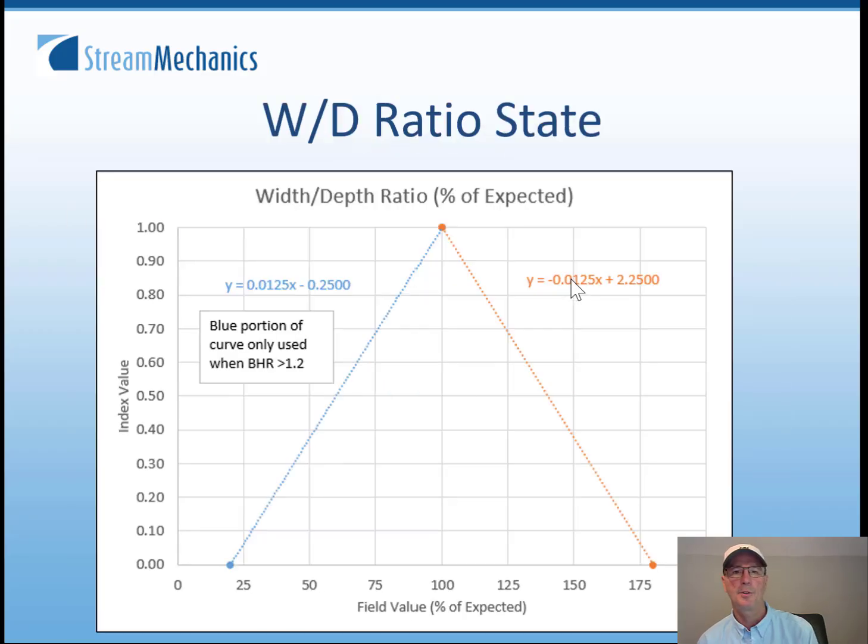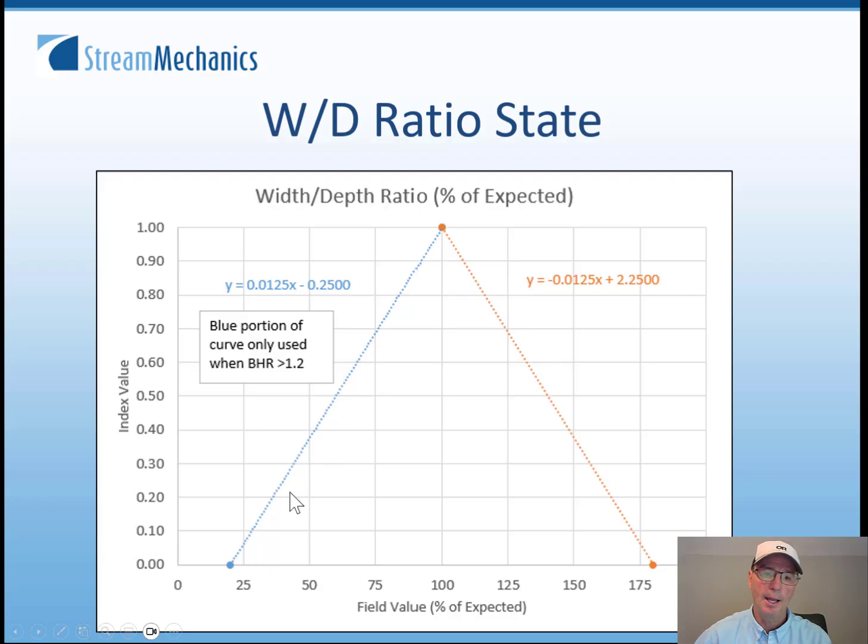Another common example is in width to depth ratio state. This one's a little bit maybe harder to wrap your head around. It's percent over expected. These are riffle width to depth ratios. This is in the hydraulics category now. It's really a flow dynamics assessment of the risk of aggradation or degradation. And so we focus on this curve really for the aggradation component. If your width depth ratio is getting larger and larger over what it should be, then your risk of aggradation is going up.